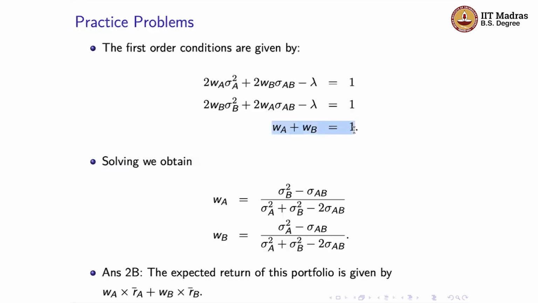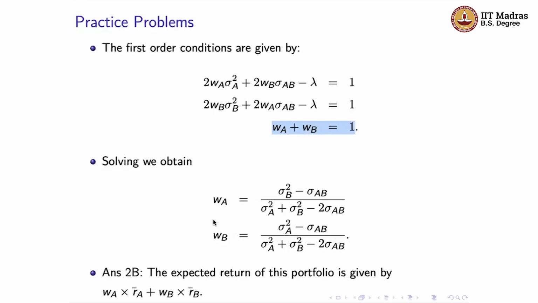And if you now solve for this WA, you can see that this ends up being equal to sigma square B minus sigma AB divided by sigma square A plus sigma square B minus 2 sigma AB. Okay. So that's how you can do the calculation. And finally, WB is just 1 minus WA. So you can also do the calculation for WB, right?